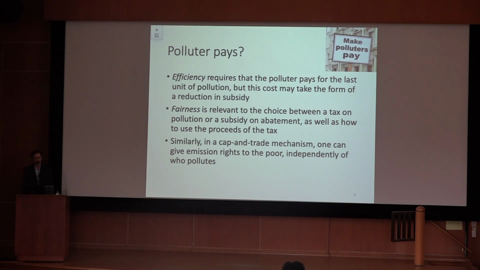And you can look at that when you choose between a tax or a subsidy, and when you look at how to use the proceeds of the tax, and also when you do a cap and trade mechanism. As I said, you could give the emission rights to any party and then let people trade. So if you give the rights to poor people, then you will take account of social issues on top of environmental issues. If you give the rights to rich people, you might compound social problems with environmental policy, but that's up to you. That's a fairness consideration.